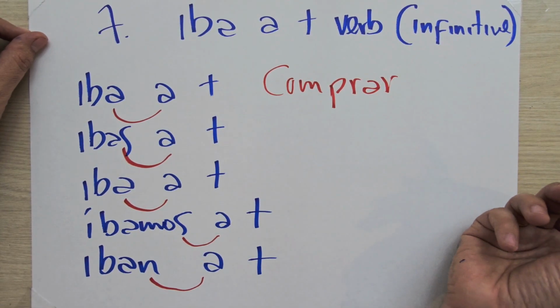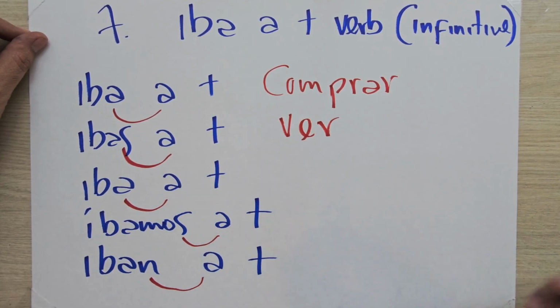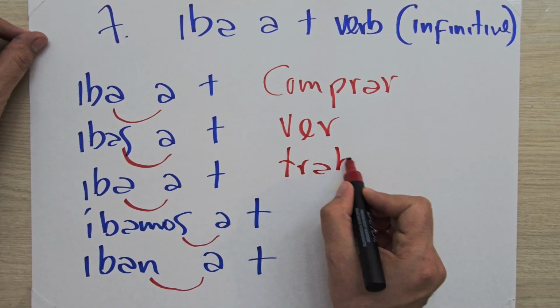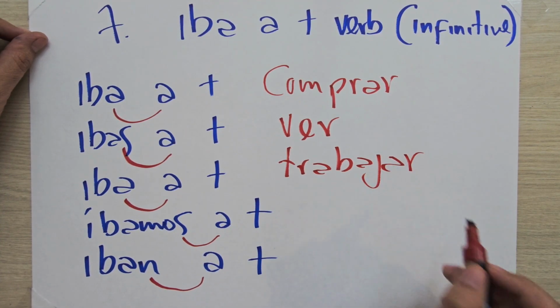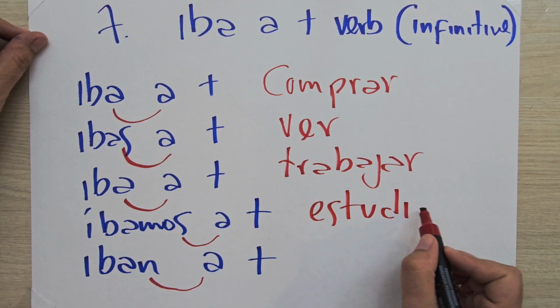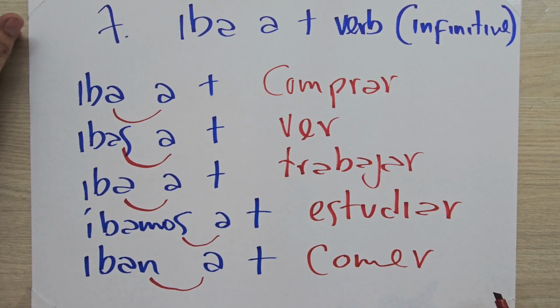Iba a comprar. I was going to buy. Ibas a ver. You were going to watch. Iba a trabajar. He or she was going to work. Íbamos a estudiar. We were going to study. Iban a comer. They were going to eat.